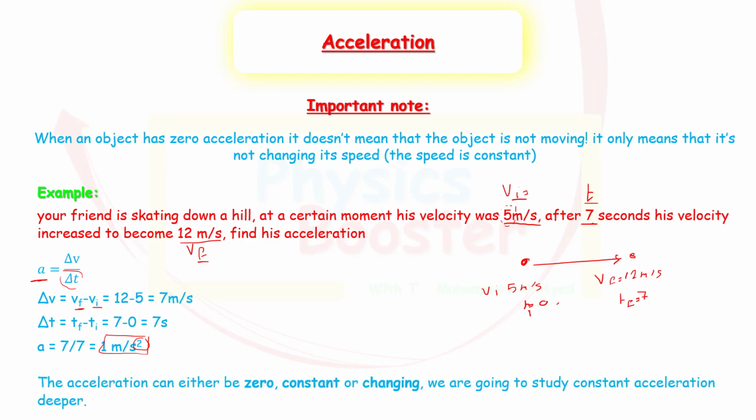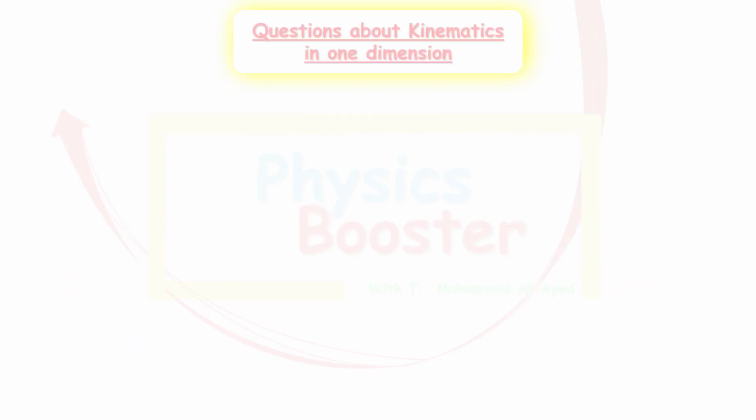Now, we must know that the acceleration can either be 0, constant, or changing. Okay? The acceleration itself can change. It doesn't have to be equal the whole time. But this is something advanced that we will not be covering. We are going to go deeply into constant acceleration. In other words, the acceleration is not changing. It will have a certain value that doesn't change, and we will go a lot more deep in that. Okay? Now let's solve some problems.